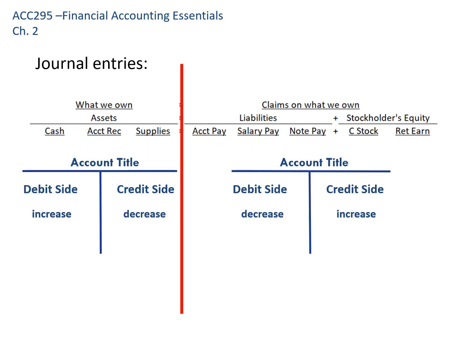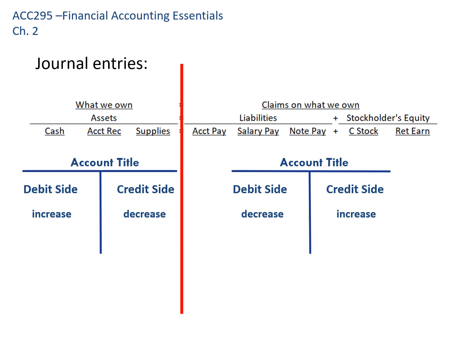So the rules of debits and credits. We record transactions by recording debits and credits in a journal. That's how we record transactions as they occur. And there are different ways to remember the rules for what increases with a debit and what increases with a credit. And this, I think, is the simplest way to look at it.